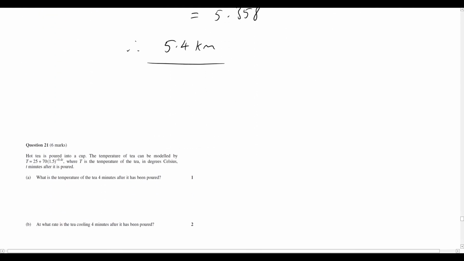Okay, now on to question 21. Hot tea is poured into a cup. The temperature of tea can be modeled by capital T equals 25 plus 70 times by 1.5 to the negative 0.4 lowercase t, where capital T is the temperature of the tea in degrees Celsius, and lowercase t represents the number of minutes after it is poured. So part A asks us, what is the temperature of the tea 4 minutes after it has been poured?